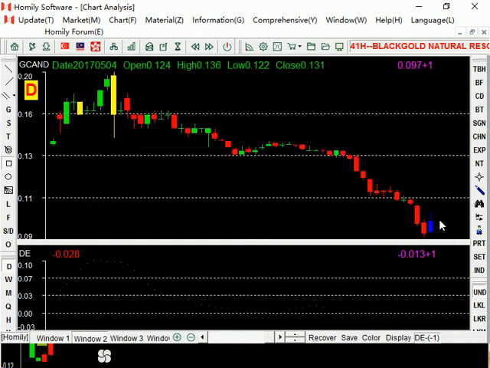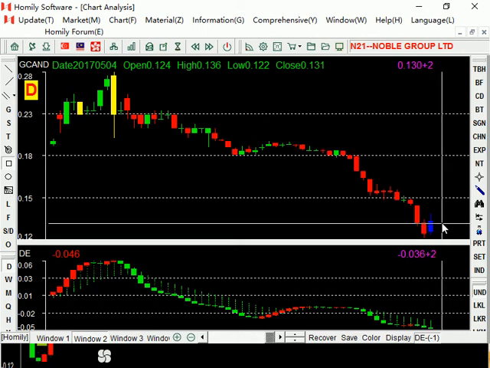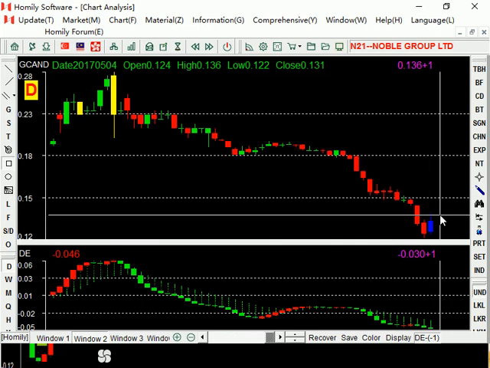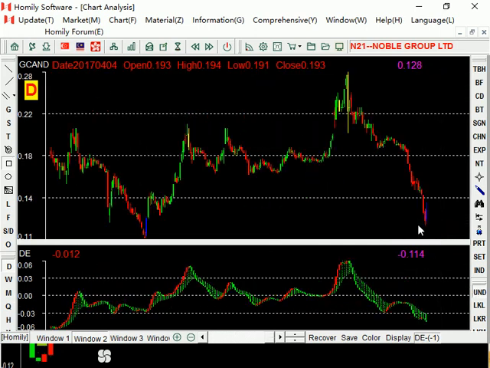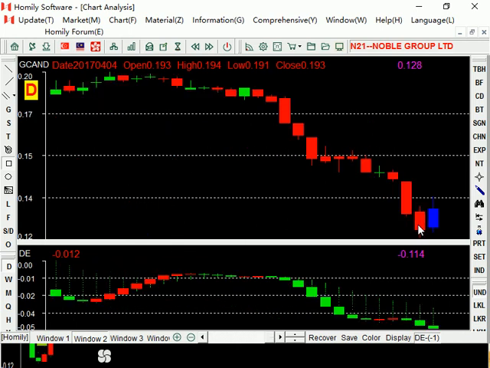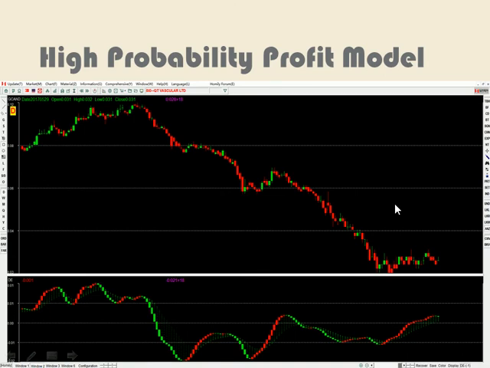I see this one. Noble group, the blue candlestick appears, right? The blue candlestick appears, what's that meaning? Oversold, when to get in, upward breakout, okay? So let's see this stock. High probability profit model.